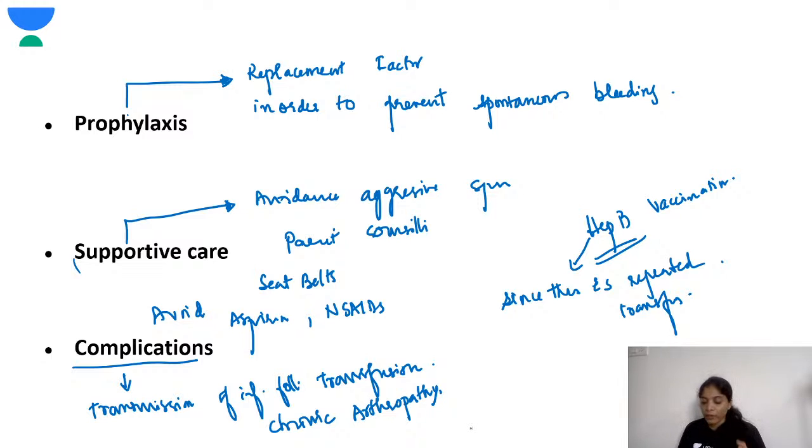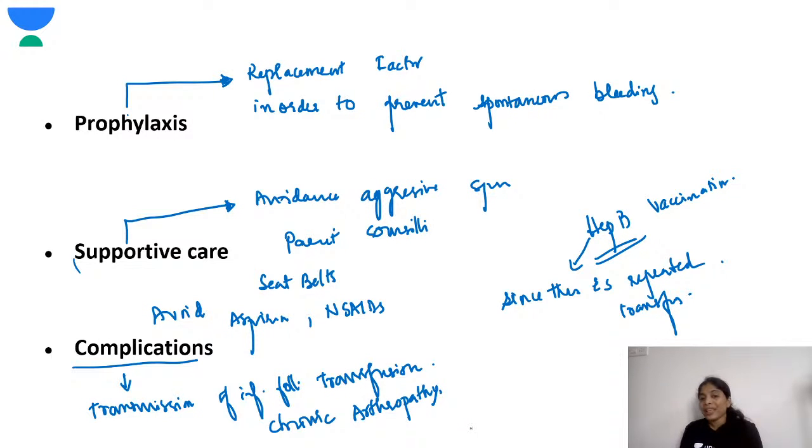Whatever the factor that is deficient, we give it, especially in children who have spontaneous bleeds. Especially in hemarthrosis, when recurrent hemarthrosis is happening, it can lead to chronic arthropathy, the joint deformity. Such children are given replacement. Supportive care: avoid aggressive sports. Parents should be counseled, seatbelts should be applied, avoid aspirin and NSAIDs. Hepatitis B vaccination is needed because there's a chance of getting the infection transferred through transfusion.